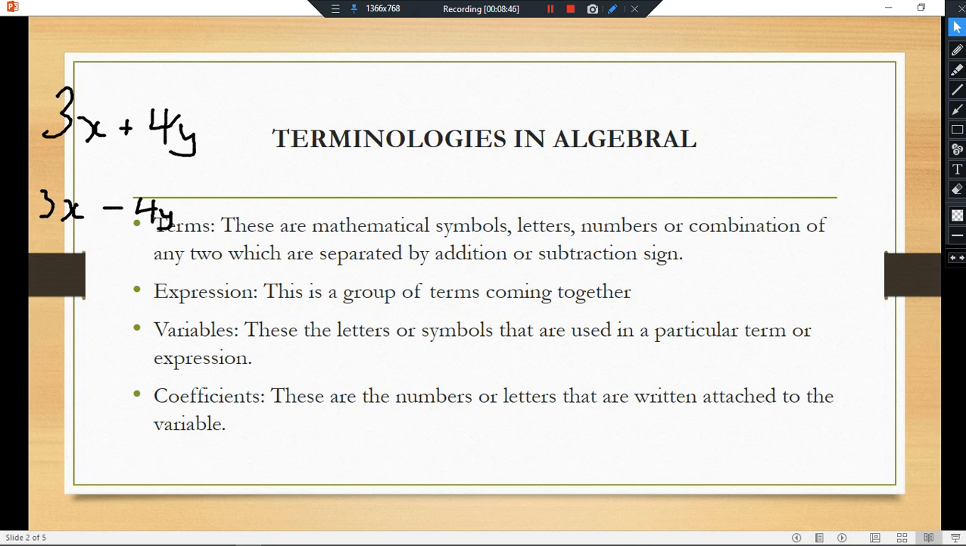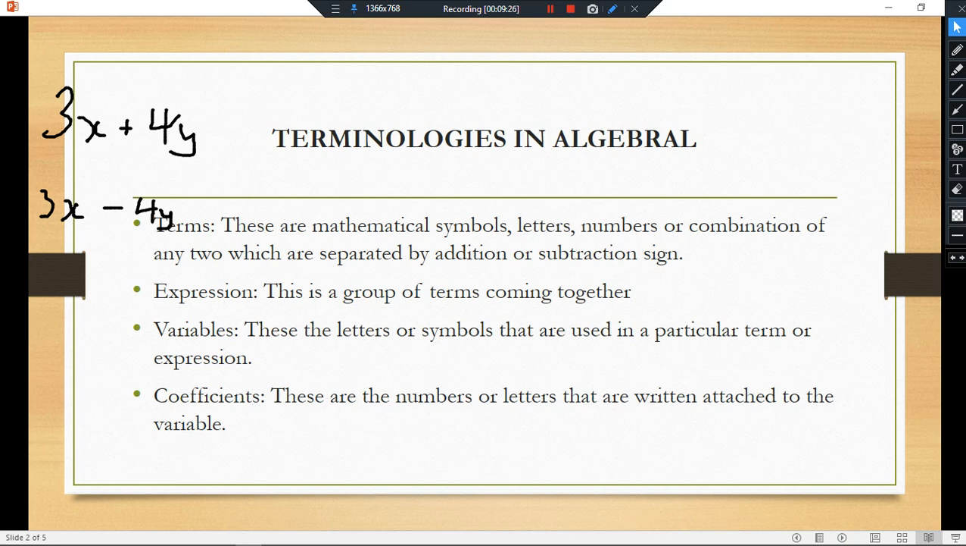Here I'm saying a letter or a symbol. So it can be a letter or any symbol. It can be pi, it can be sigma, it can be alpha, or it can be beta, depending on the symbol we are using according to the question given or according to the problem solving. And the letter, any alphabet at all. So variables are the letters or symbols that are used in a particular term or expression. If I see x, y, z in any mathematical expression, I don't mention them as alphabet, but they are called variables in mathematics.